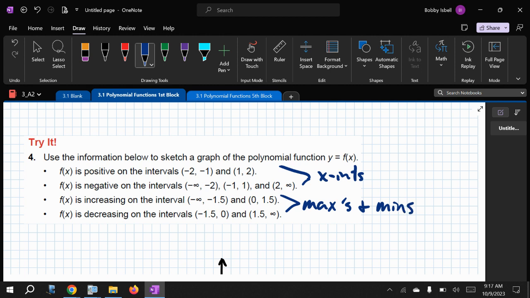So to find the x-intercepts, you need to look at your positive and negative intervals. Those numbers that it gives you about where it stops being positive and starts being negative are going to be your x-intercepts every time. Your maxes and mins are going to come from your increasing and decreasing intervals that they give you. And they will be between your intercepts, always. Somewhere between them. Just so happens they're halfway between on this one.